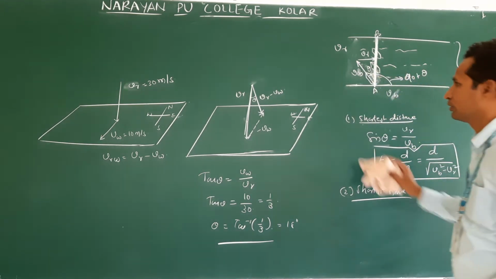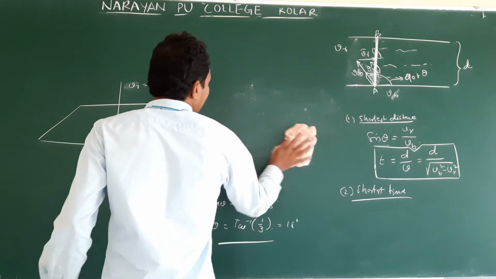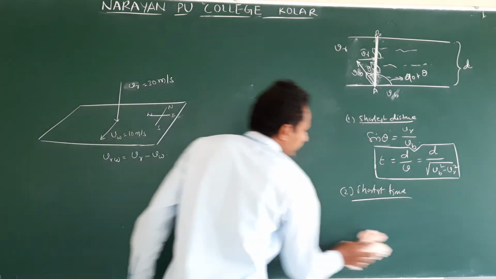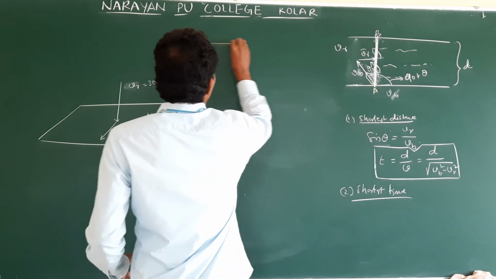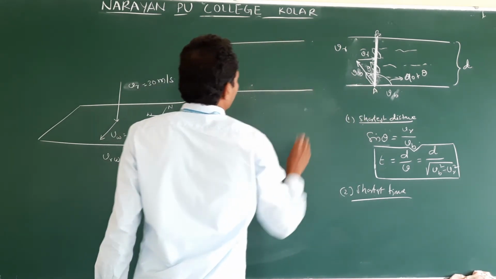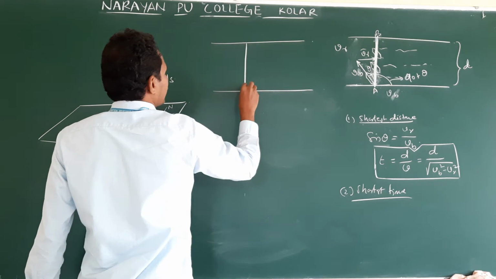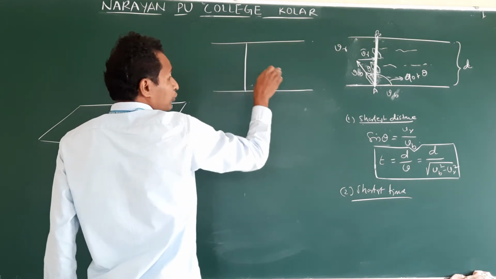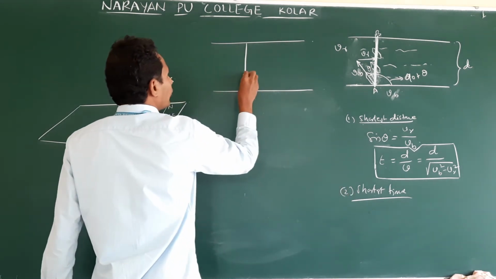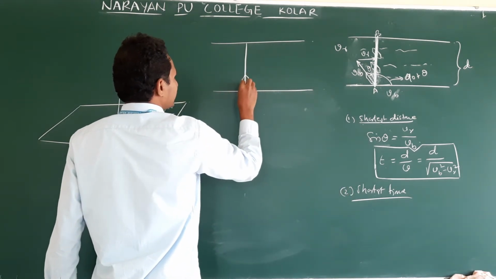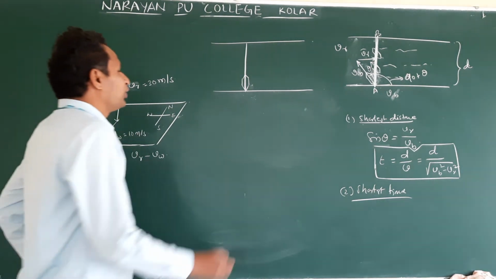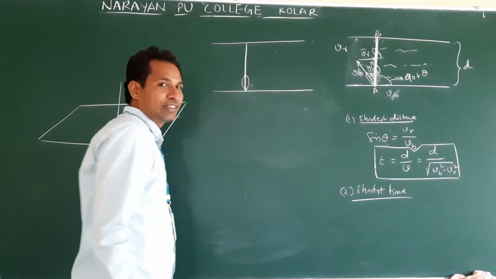I will draw the same figure again for this shortest time. Now, in the first case, for shortest distance, he starts like this. Now we are talking about shortest time. The boat has to start like this. Clear? No need to start in this direction. Why? I will tell you.